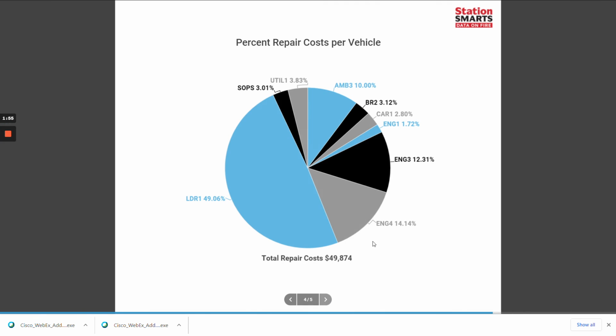But another way of looking at this information is the percent. And this is, we can look at the percent of the cost over your total budget. So if you have $50,000 for repair costs, you can see that Ladder 1 took up 49% of that budget. And you can monitor this going forward over the years to see how good or reliable every apparatus is.